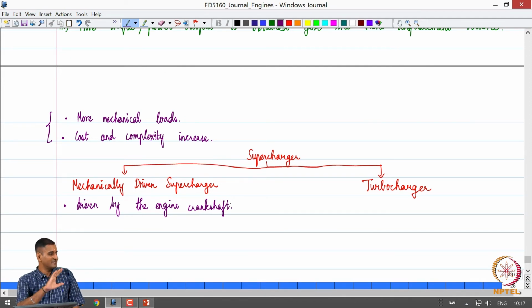So, that becomes an important question for a mechanically driven supercharger. In that regard, turbochargers have become very advantageous today.